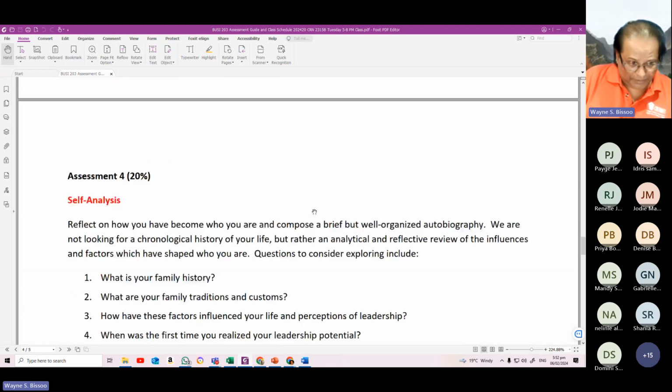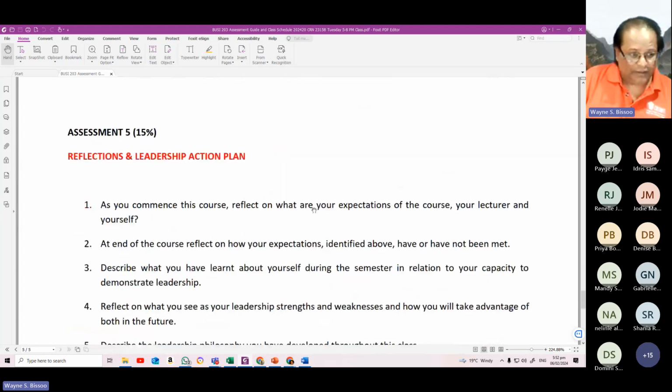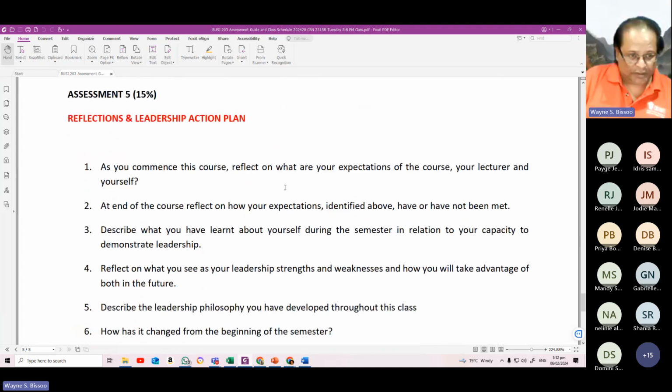The other document here is your reflections and leadership plan. I said to everybody last week you should have answered the first question from here and put it away somewhere. The other questions you will answer at the end, when we finish the course. You will write this up afterwards because this is a retrospective. But the first question, before we start anything, is: what are your expectations? I asked that question in the class to give you a kickstart, but this one is a little more specific. It's about what you expect not only of the course but of me, your lecturer, and yourself.